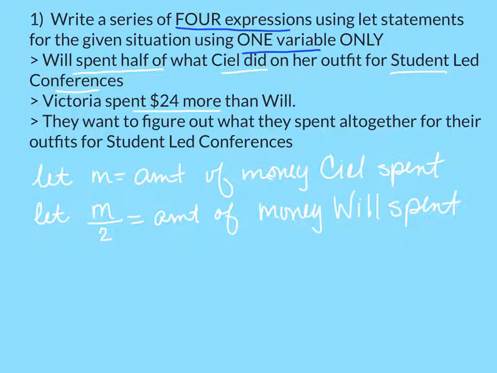Next, we know that Victoria spent $24 more than Will. So that means we have to start with the amount that Will spent, which was M divided by 2. $24 more means I'm going to add $24. And that equals the amount of money Victoria spent.